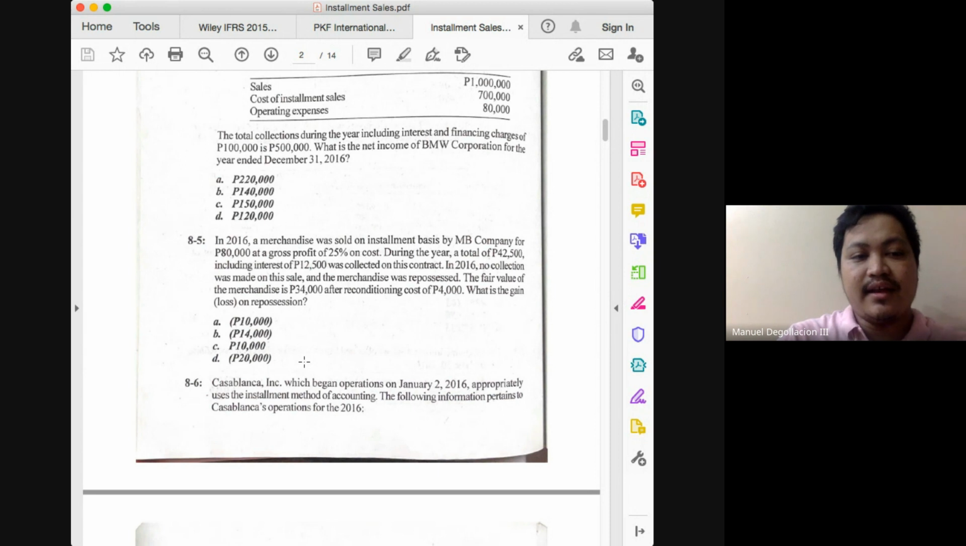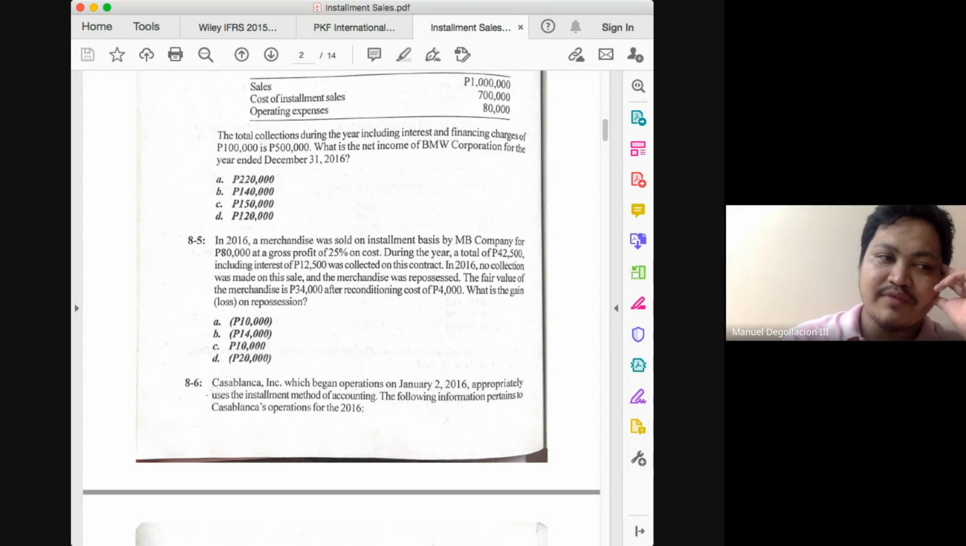And then considering that the market value at the time of repossession is 30,000 and our unrecovered cost is 40,000, that means we have a loss of 10,000. Okay, obviously there's a loss because we were unable to recover 40,000 of the cost of the merchandise sold. And in exchange for that, we just took back the item sold, but the value of the item sold is now only 30,000. Okay, so you have a loss of 10,000.